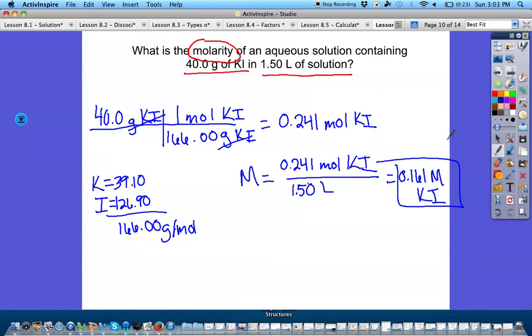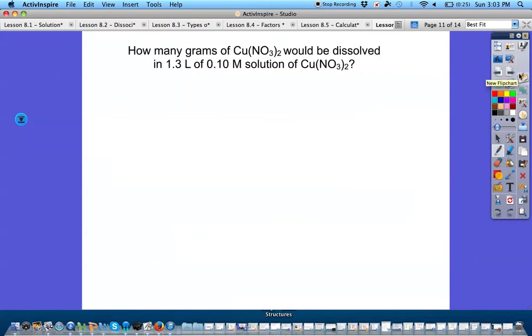Okay, so both of these examples that we've looked at, we've been calculating molarity straight from a mass to the molarity of a solution. But I want to take a look at using the molarity equation when we're trying to find something other than molarity. So in this problem, it says how many grams of copper nitrate, copper 2 nitrate, would be dissolved in 1.3 liters of solution with a 0.10 molar solution. So let's take a look and plug in what we know.